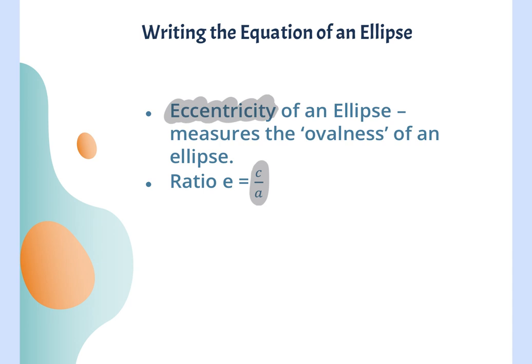Honestly, you'll probably not be tested on eccentricity, but the web assign does ask for it in the individual questions. So that's all it is. C over A. And then, of course, if your A was a square root, you'd have to rationalize it. That's the only other catch.